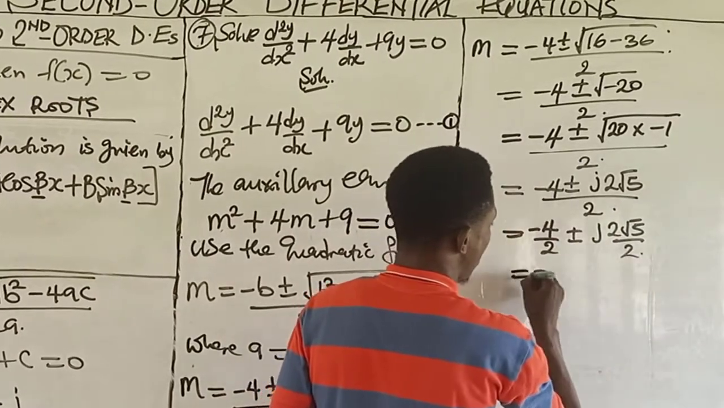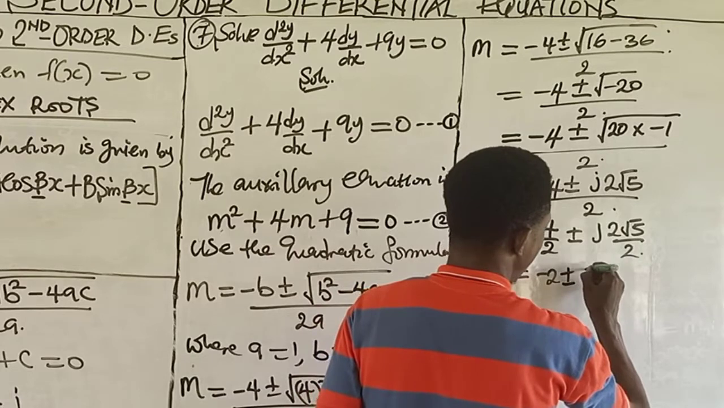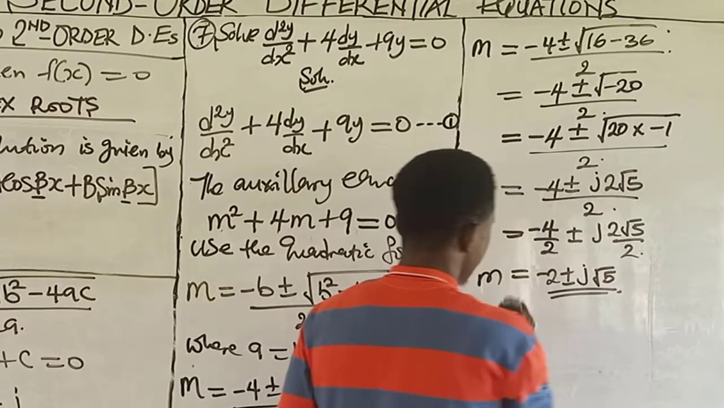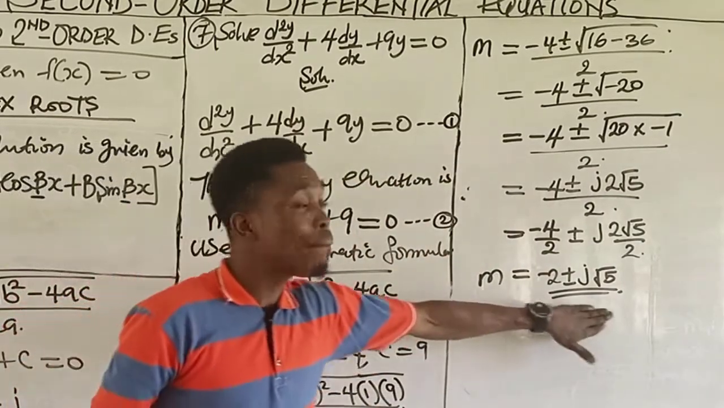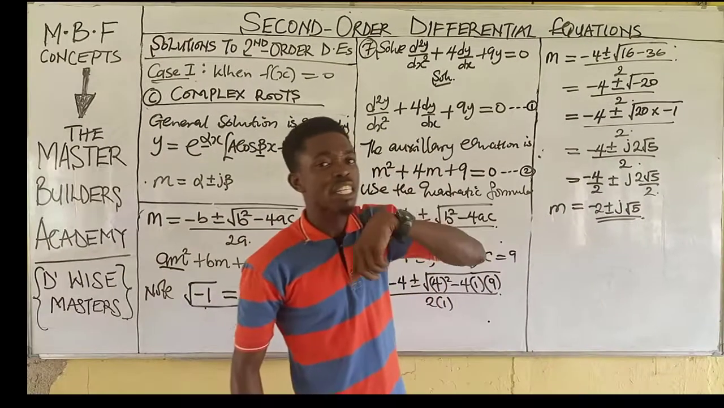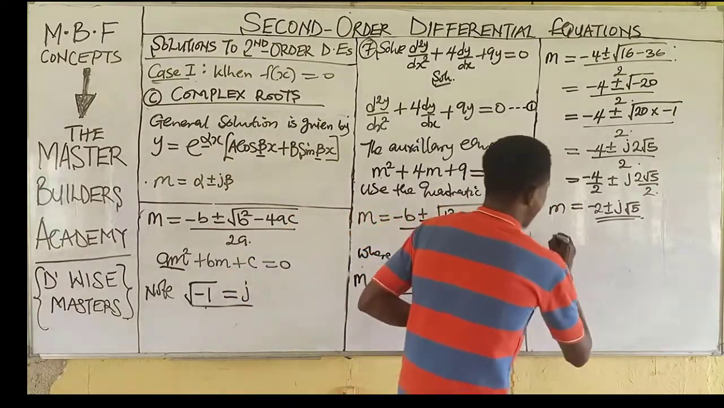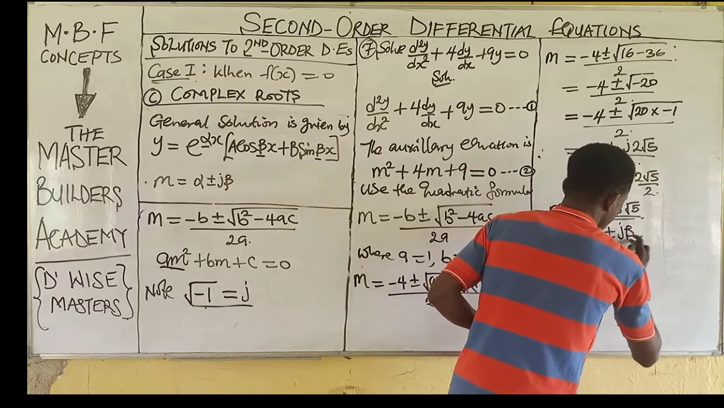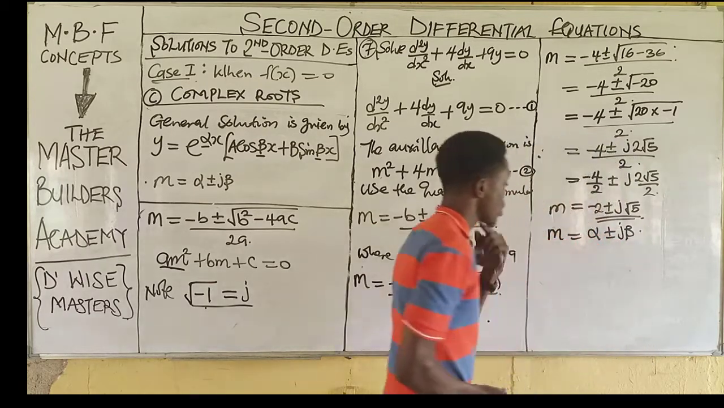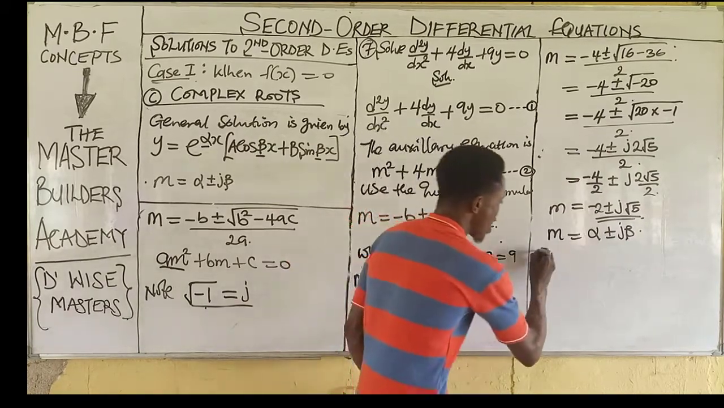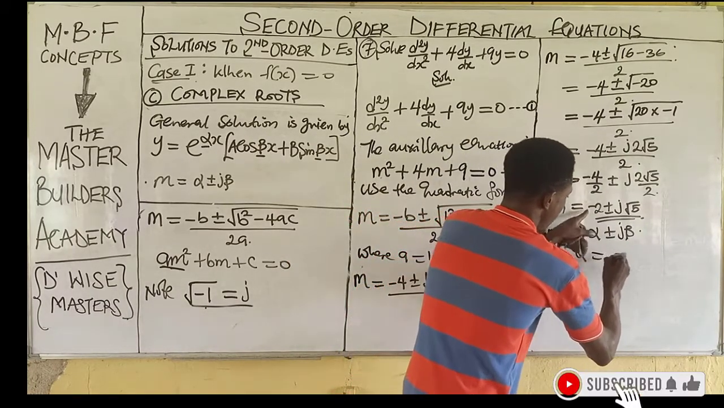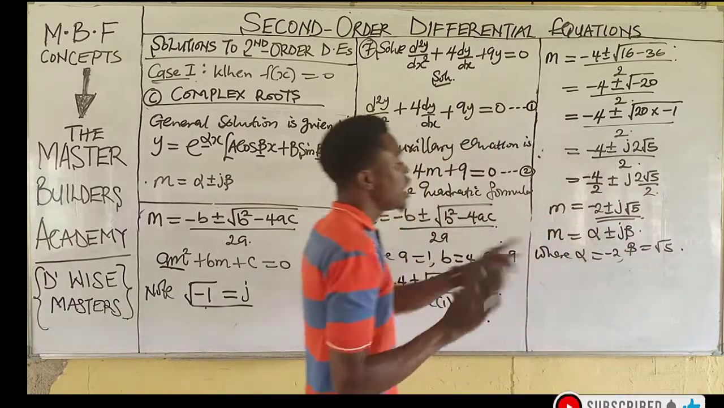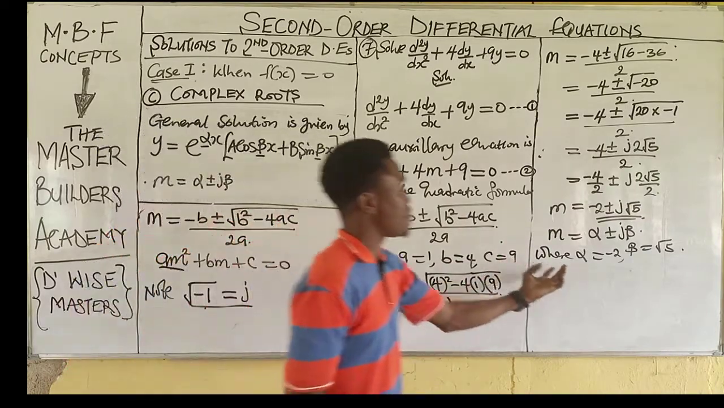So 2 cancel 2. This will have given us minus 2 plus or minus j root 5. This is the answer that we have. So you see now we have a complex function. Now from this complex function, we will discover that m was given to be what? Alpha plus or minus j beta, which is the complex or the imaginary sign. So here now, what is alpha? Alpha is the first value, minus 2, and beta is what? Root 5.